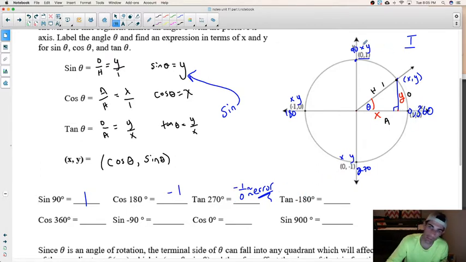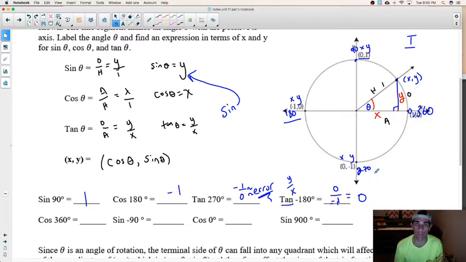Well, if going counterclockwise is positive, going clockwise is negative. So here's your -180 degrees. They want the tangent, which is y over x. The y value is 0. The x value is -1. Now, can I do 0 divided by -1? Sure can. So the tangent of -180 degrees is 0.